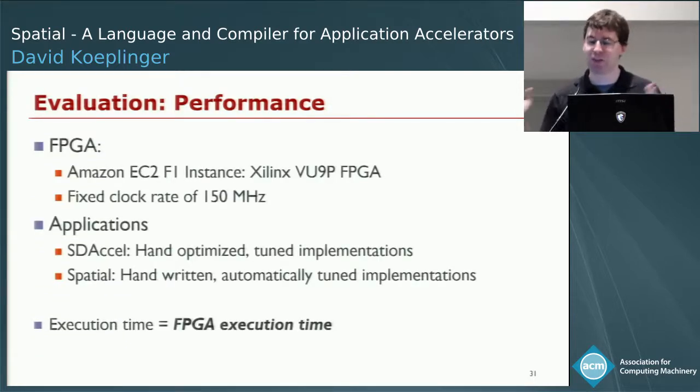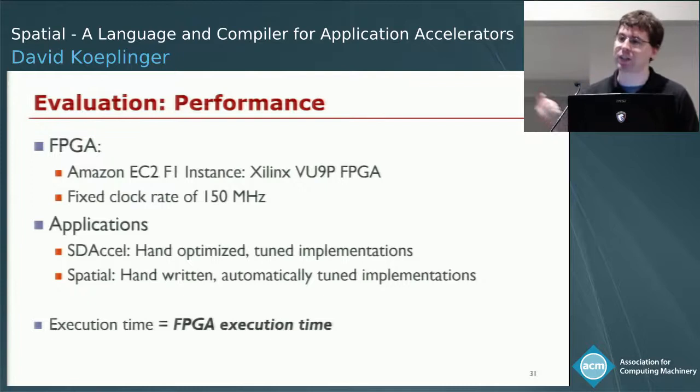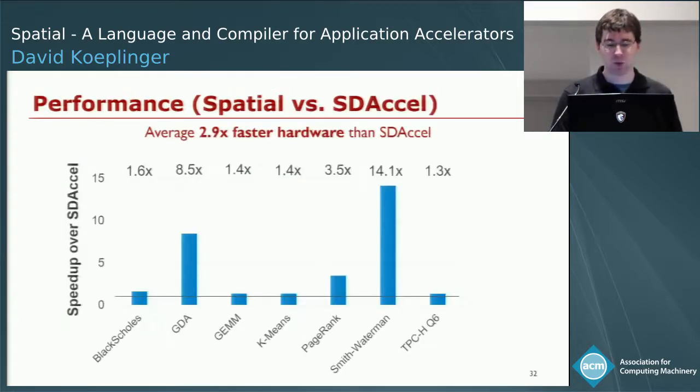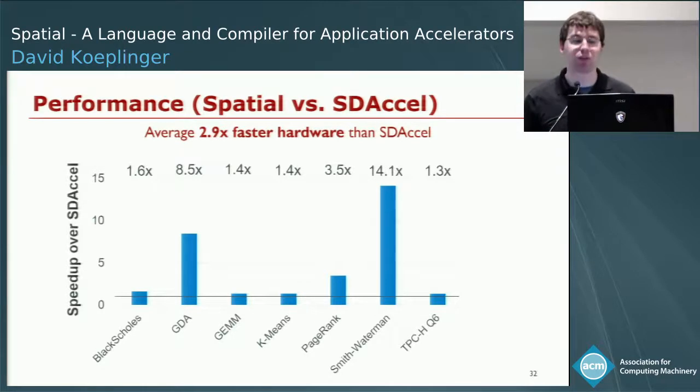So just to quickly evaluate Spatial, we took an Amazon Cloud instance, a single VU9P, fixed the clock rate at 150 megahertz, and compared hand-designed implementations in SDAccel, a leading existing high-level synthesis tool by Xilinx that's based in C, to handwritten but automatically tuned implementations in Spatial. And what we see is, for the benchmarks that we evaluated, between a 1.3 to 14.1x improvement with an average of 2.9x. The key advantages that we have here are essentially our ability to do nested pipelining and our specialization of our memory controllers.